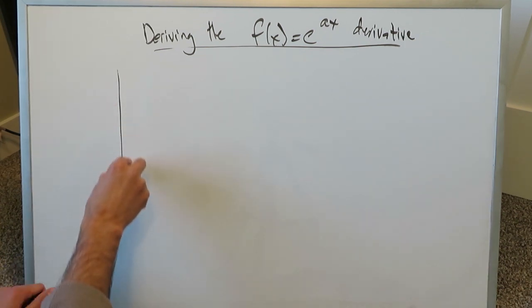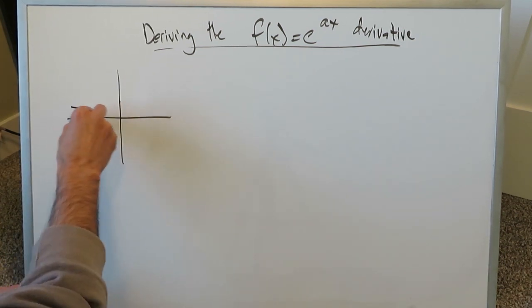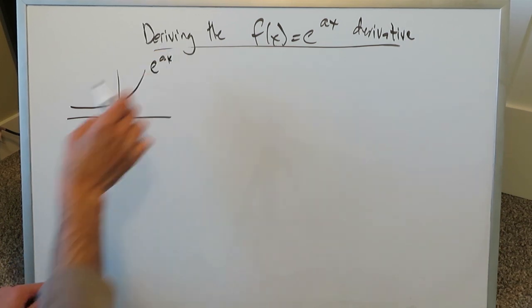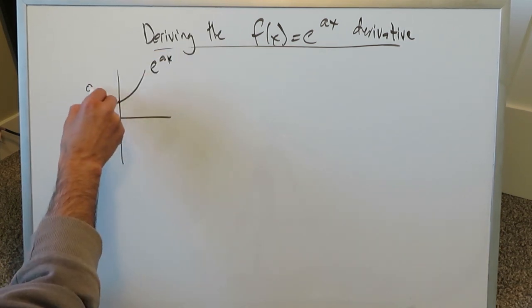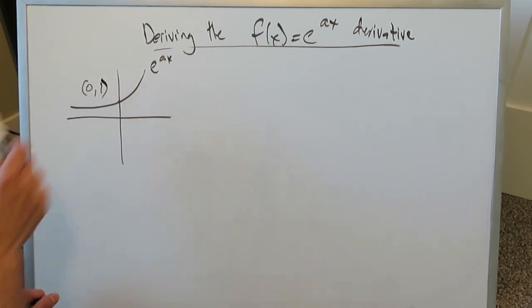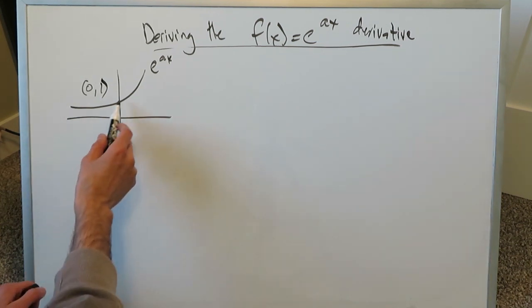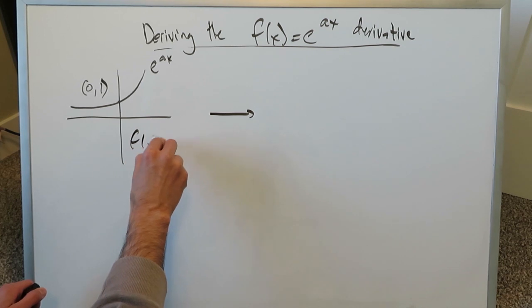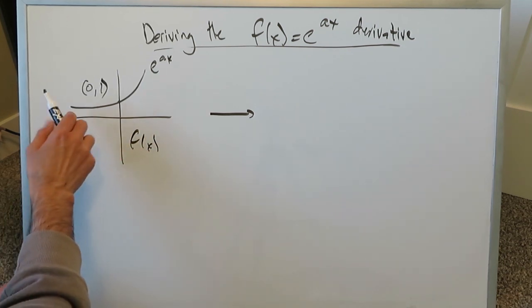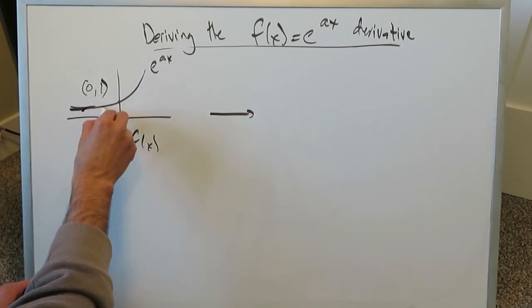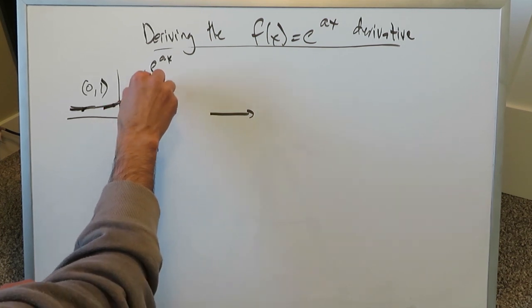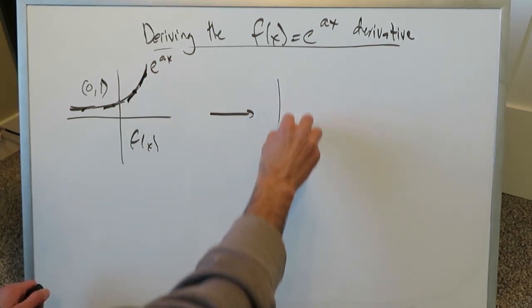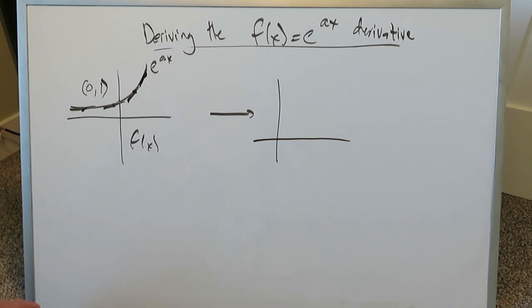If you start with a graph of something which looks like e to the ax, you know it usually has an intercept over here at 0, 1. If you do a derivation procedure of this using the graphic approach, this right here is my f of x. If you start looking at tangent lines at various points, you do a tangent line analysis. You've seen a video on that, graphic determination of derivatives.